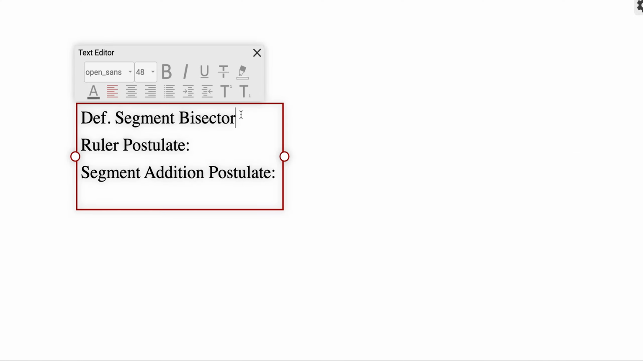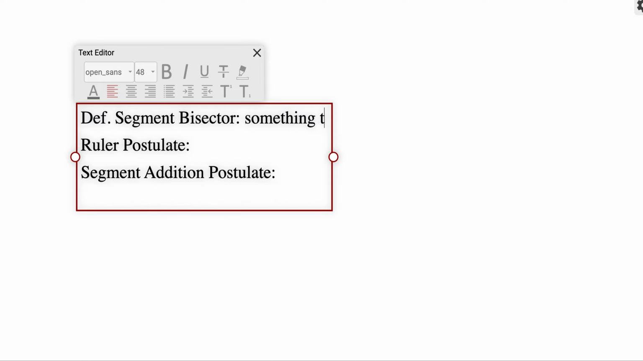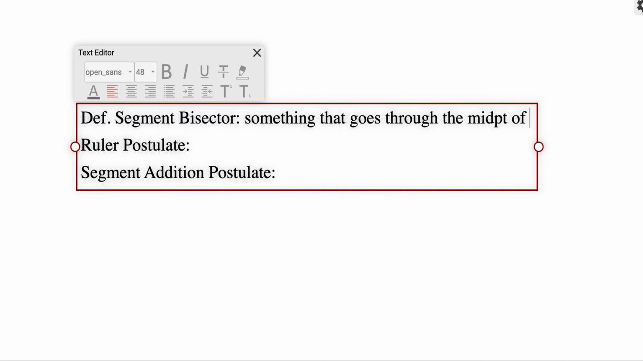So I need to switch back here so I can type that out. Segment bisector is something that goes through the midpoint of a segment.